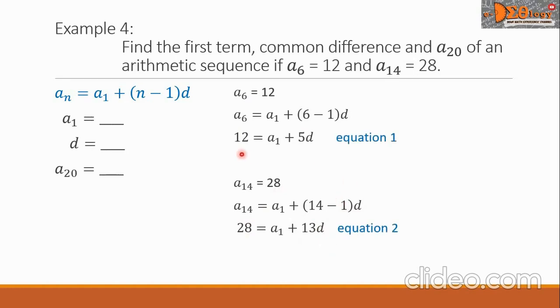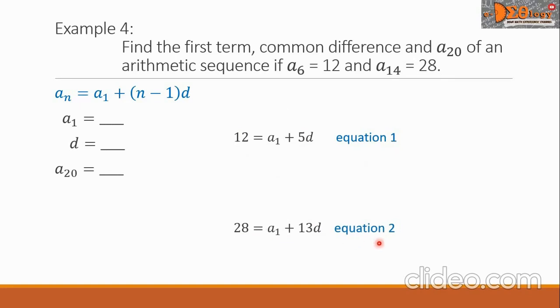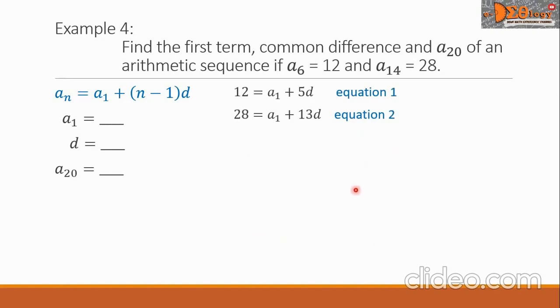Let us regard this 12 equals a sub 1 plus 5d as equation 1 and 28 equals a sub 1 plus 13d as equation 2. Let us put them together because we're going to solve for a sub 1 and the d. Let us subtract these two equations so that the a sub 1 will be cancelled. When we subtract, we will have this 12 minus 28 is negative 16. The a sub 1 here and the a sub 1 here is cancelled out. And the 5d minus 13d gives negative 8d.